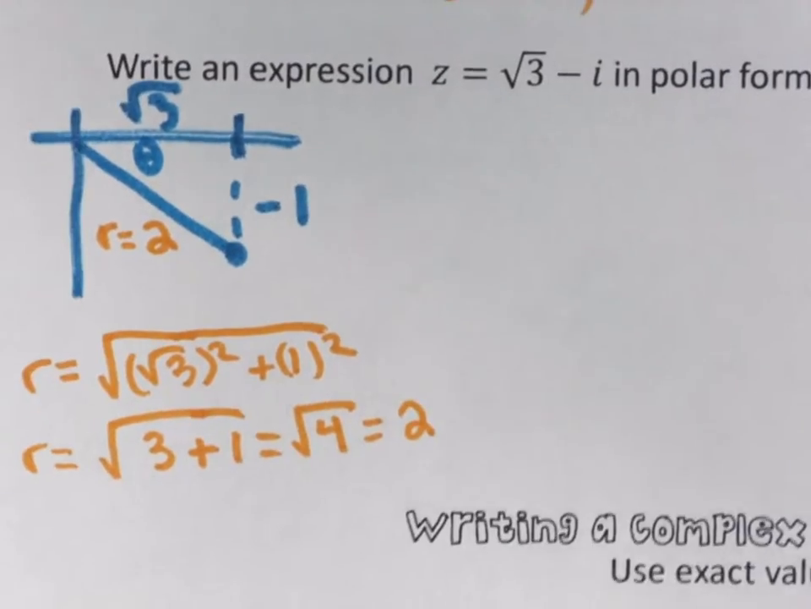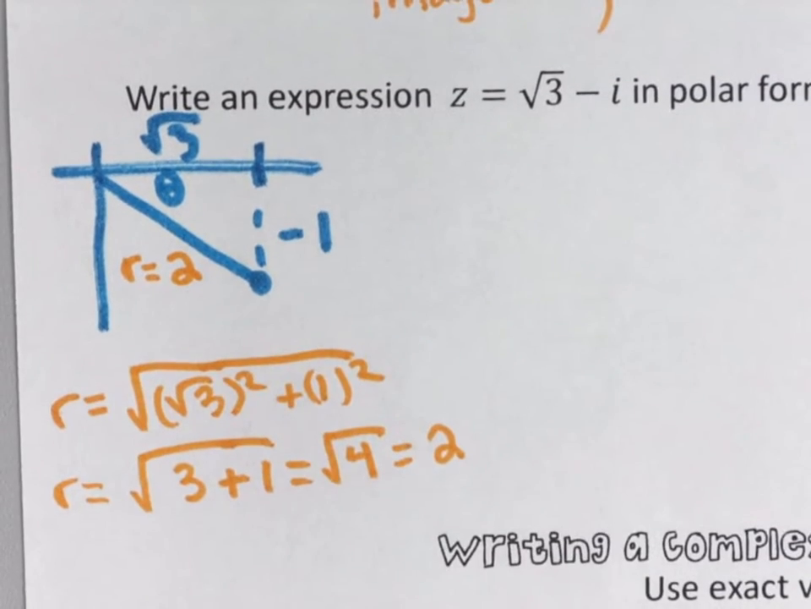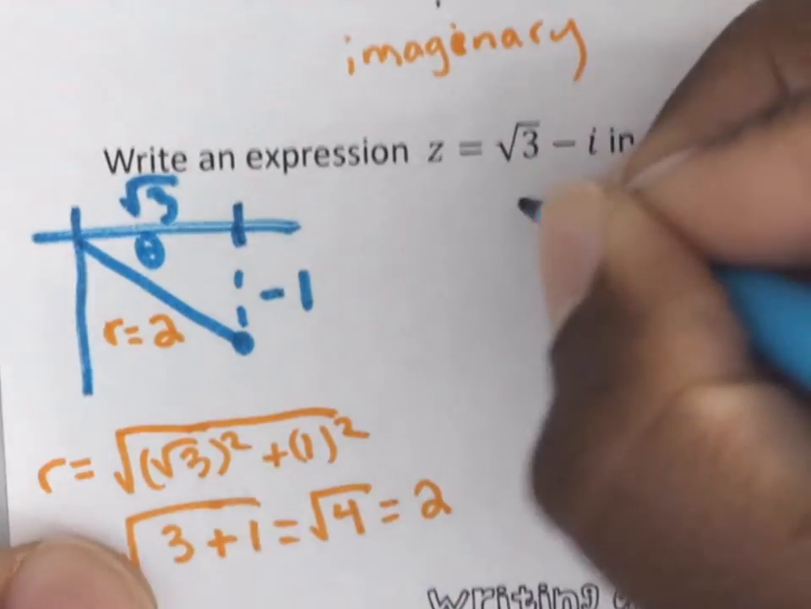Anybody got any guesses? What's the x value? Root 3. X is root 3 over 2. Cosine is root 3 over 2. Fourth quadrant. I know it goes 3, 2, 1. It's a 30 in the fourth quadrant, which is 330. That's my angle.